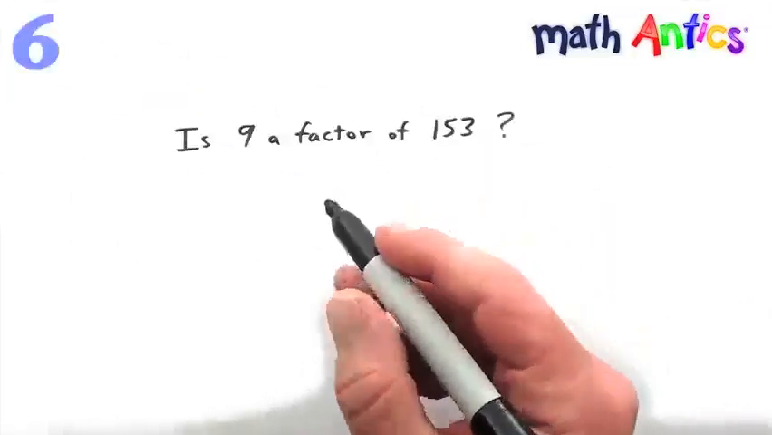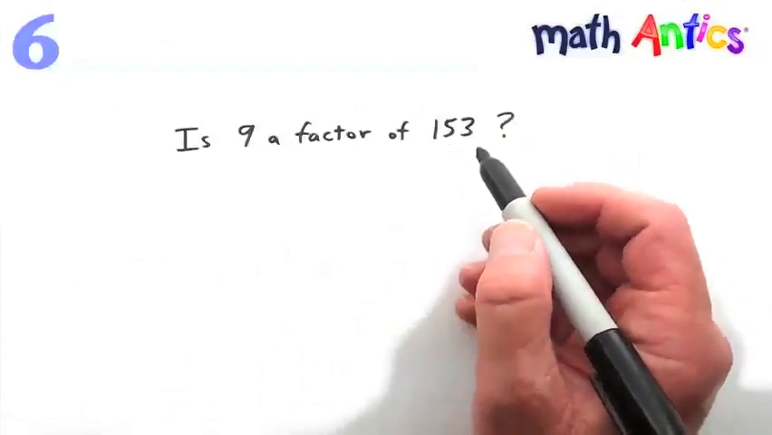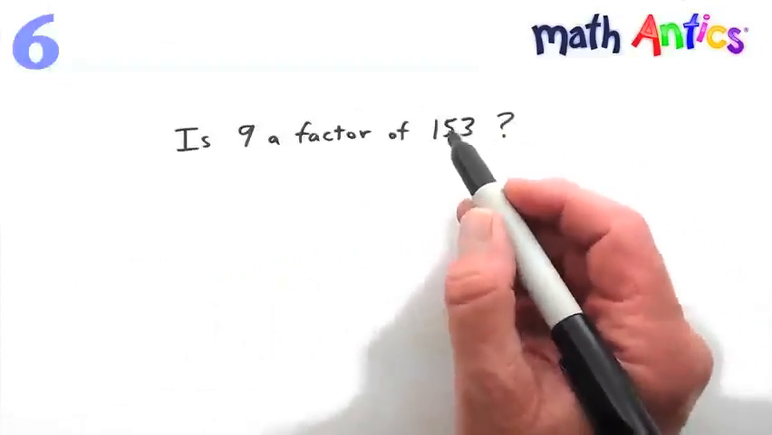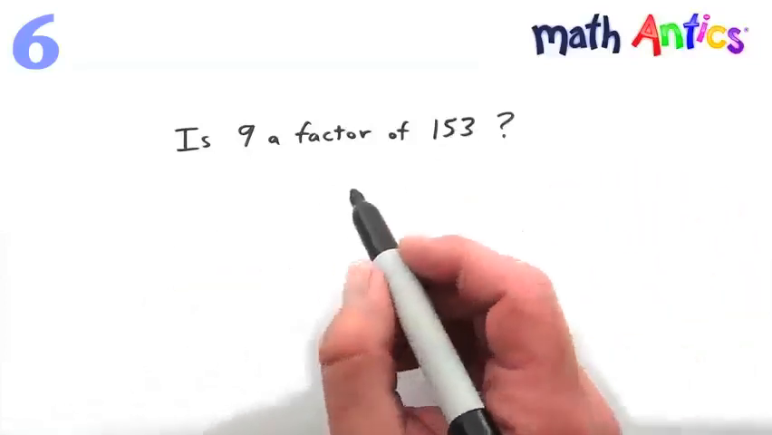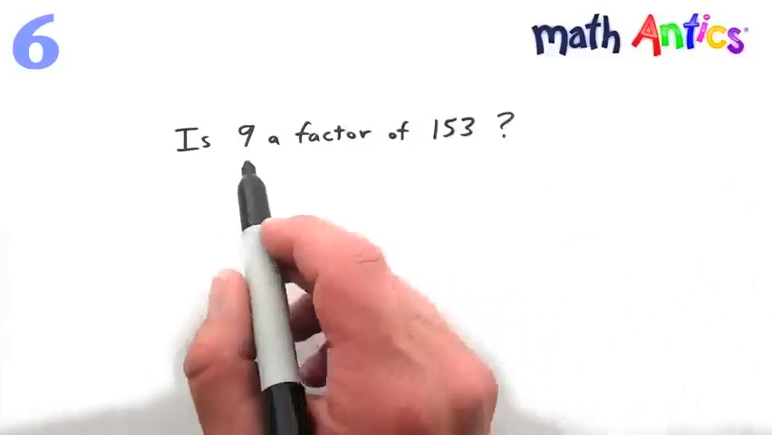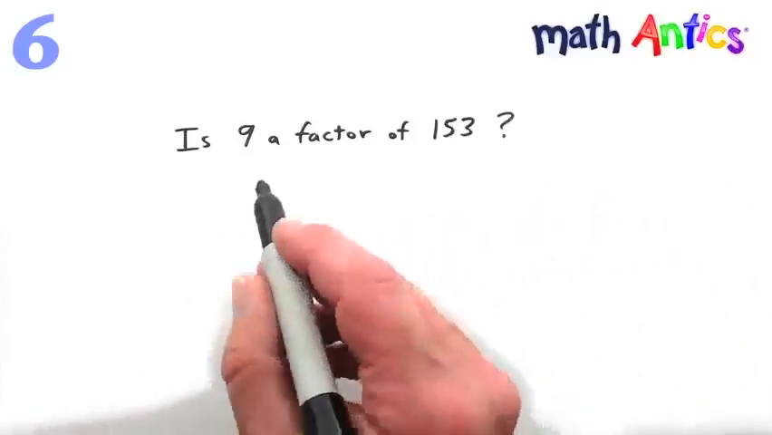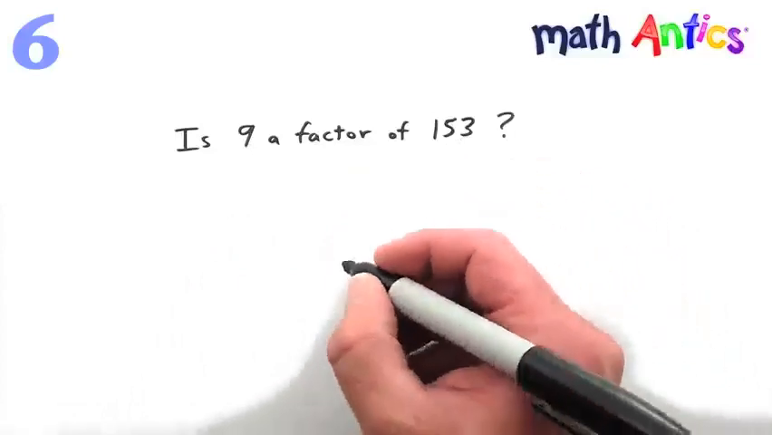The next problem asks, is 9 a factor of 153? Okay, these numbers are starting to get big here. I don't remember 153 on the multiplication chart, so this may be a little trickier to figure out. But the process is exactly the same. We can do a test for divisibility. We can say, will 9 divide evenly into 153?